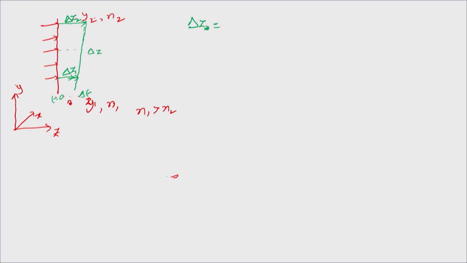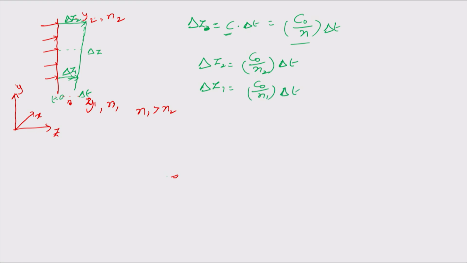So how much is delta z2? In general, delta z will be c times delta t, right? Which is nothing but, we can write it in the form of the refractive index, c naught by n times delta t. So from the same thing, we can write delta z2 as c naught by n2 delta t, and delta z1 as c naught by n1 delta t. So this is how we can write.